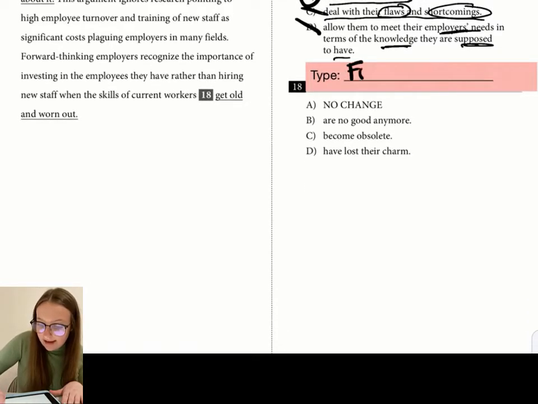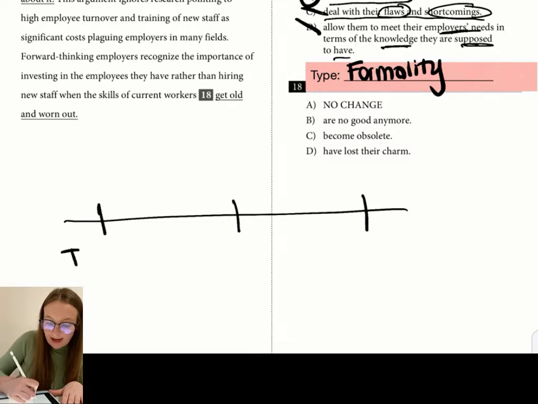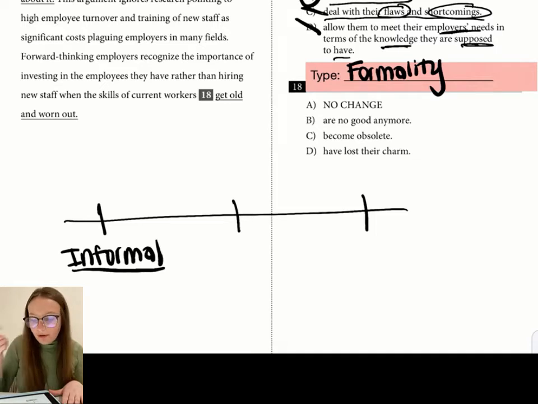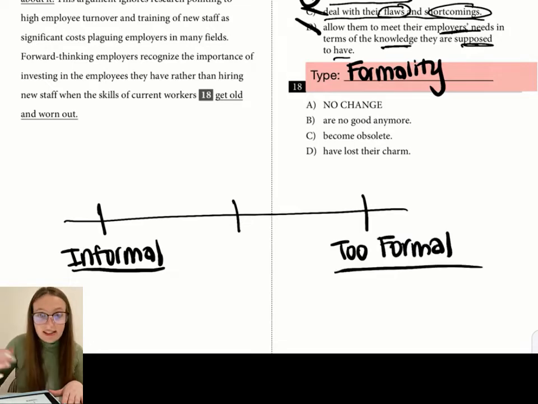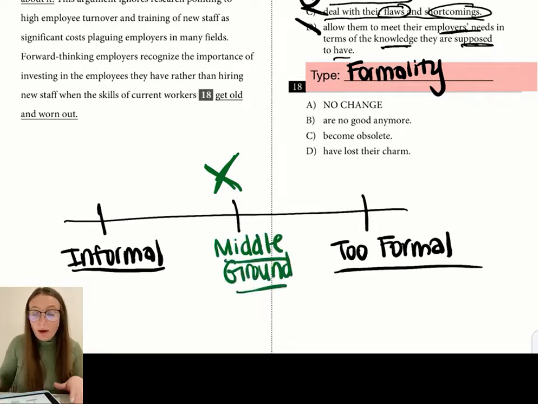Number 18 is a formality question. So on the SAT, we want to think of formality on a spectrum. So you're going to have choices that are informal, basically things that you would be saying in conversation with a friend. And then you're going to have choices at the same time that are too formal. Basically, if it sounds like something William Shakespeare would say, that is probably not going to be the right answer. So you want to pick, as the person taking the SAT, what I like to call the middle ground answer. Basically, the answer that is sufficiently formal, but it's not too over the top. It doesn't sound like you were looking through a thesaurus trying to hit a word count or anything like that.